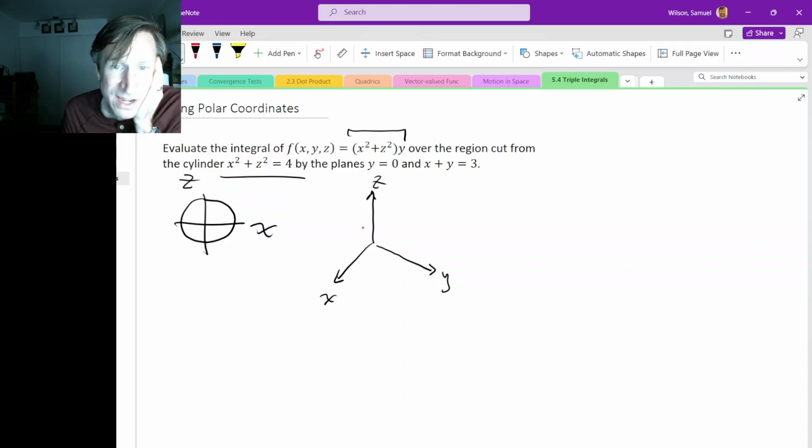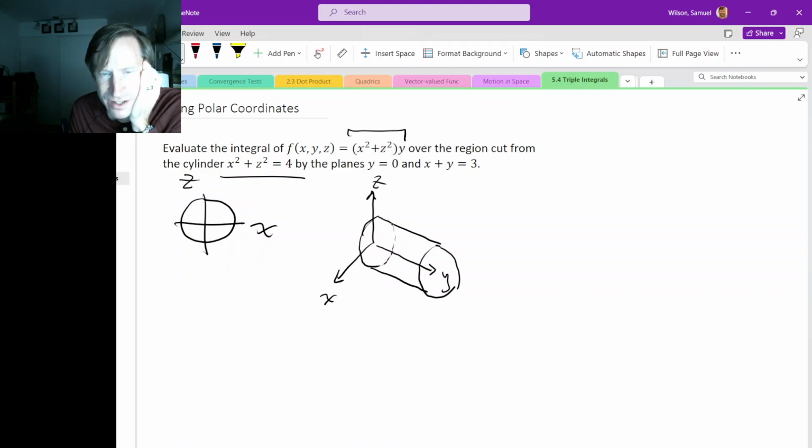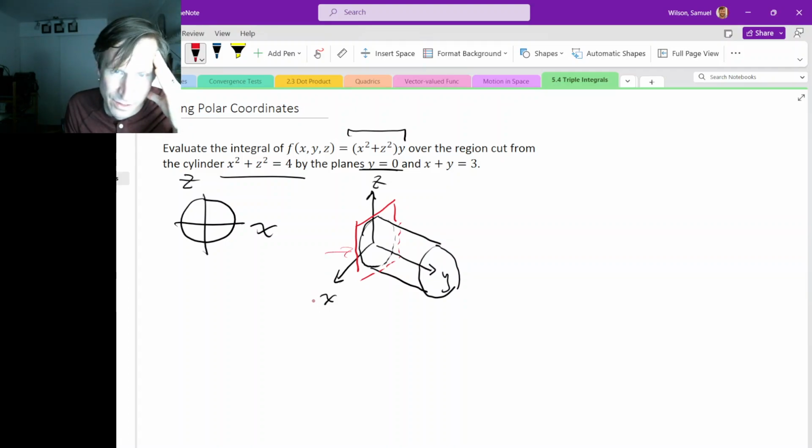So in the xz plane, this cylinder is just a circle, so let's draw that circle like this. But then we drag this circle in the y direction to generate our cylinder, so that's going to be like this. So there's our cylinder, and this back edge here is hidden behind, that's why I drew it dotted. But then we need to cut this cylinder using the plane y equals 0. Well, the plane y equals 0 is the xz plane. So this rear cross section is the cross section at y equals 0.